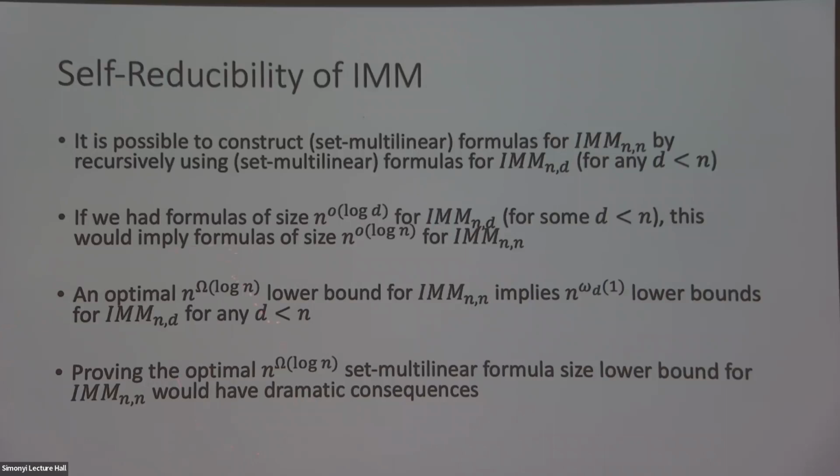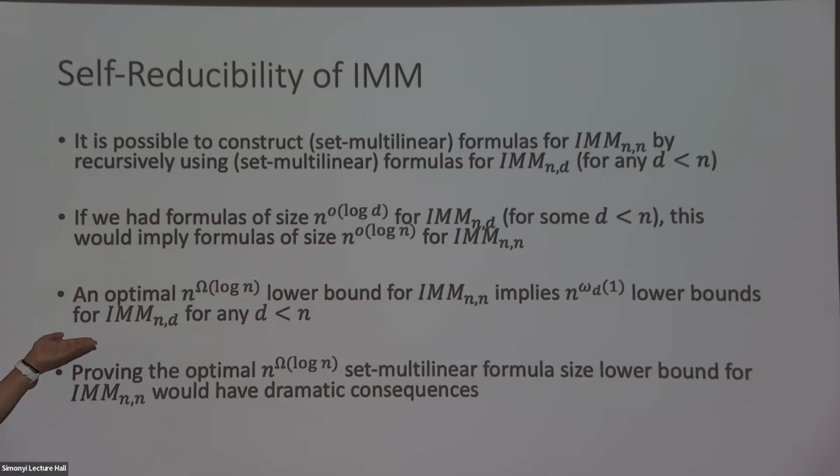In particular, if you can prove the optimal lower bound for a product of n matrices, it will imply an optimal lower bound for the product of D matrices for D smaller than n. Because you couldn't have had a very efficient algorithm for D smaller than n, because it would have given you a really efficient algorithm for D larger than n.